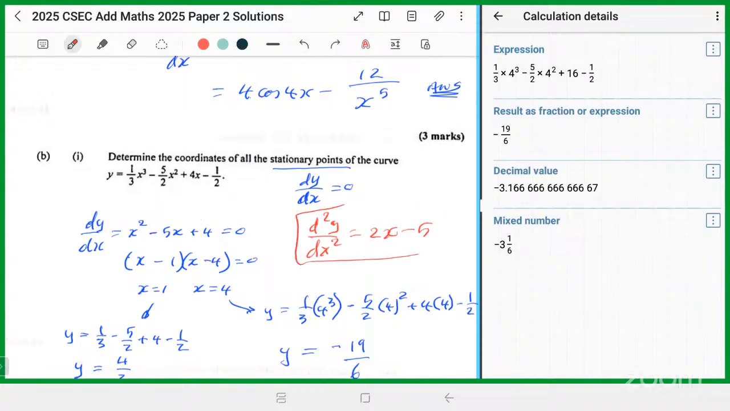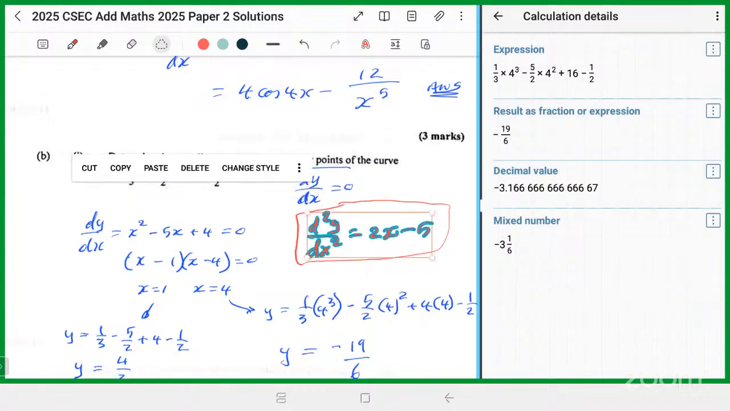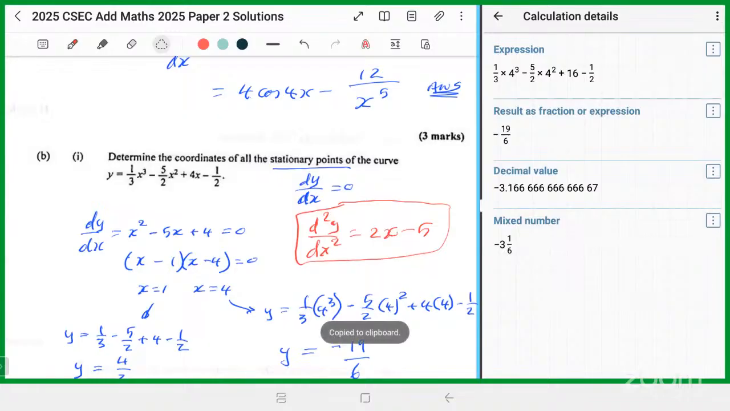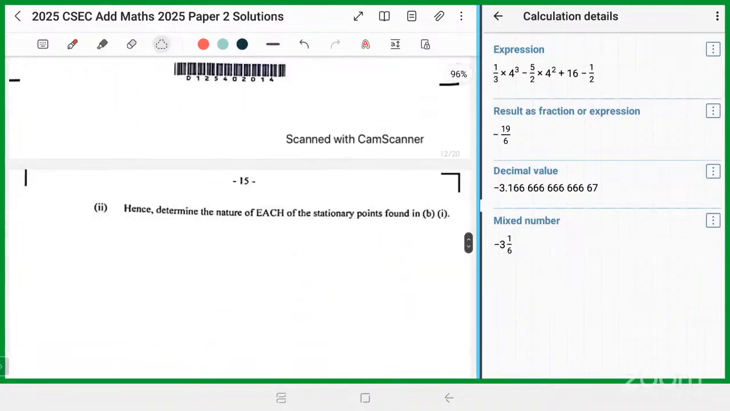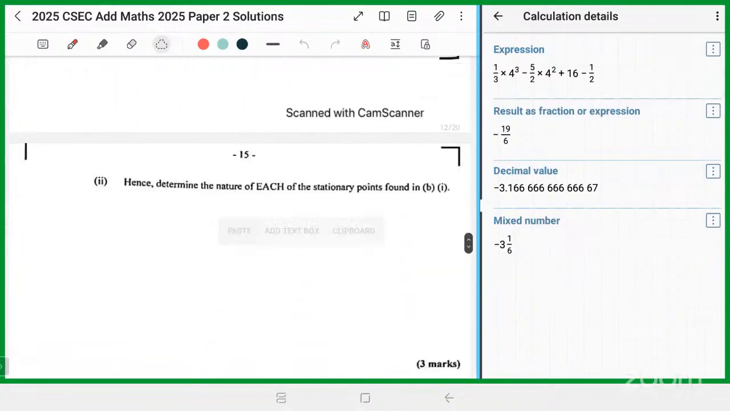Put it in a box. Don't need it on this page. But let's calculate now. Place it down here. This is for the nature. This tells us the nature.